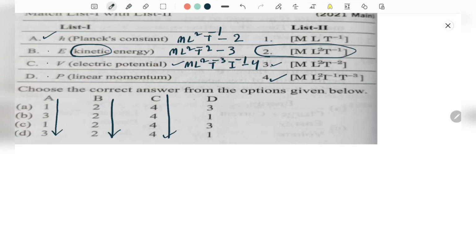And here P is the linear momentum. Linear momentum P is equal to mv or ml T to the power minus 1. So this corresponds to 1.